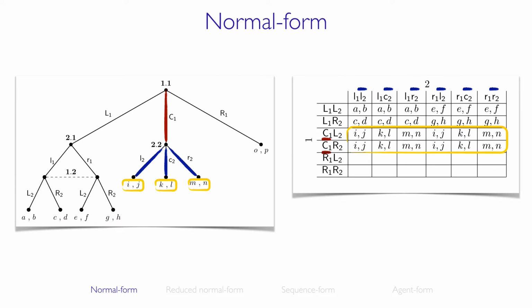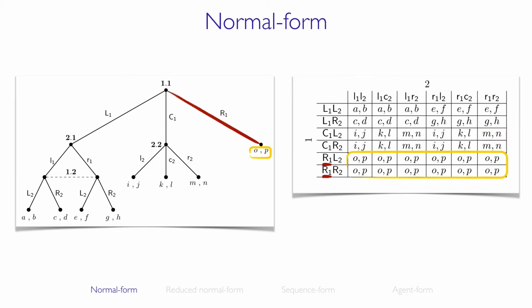Instead, if player 1 plays any plan involving C1, then player payoffs are IJ, KL, or MN, depending on the action played by player 2. Finally, if player 1 plays any plan involving R1, this leads to payoffs OP. This is the normal form representation.